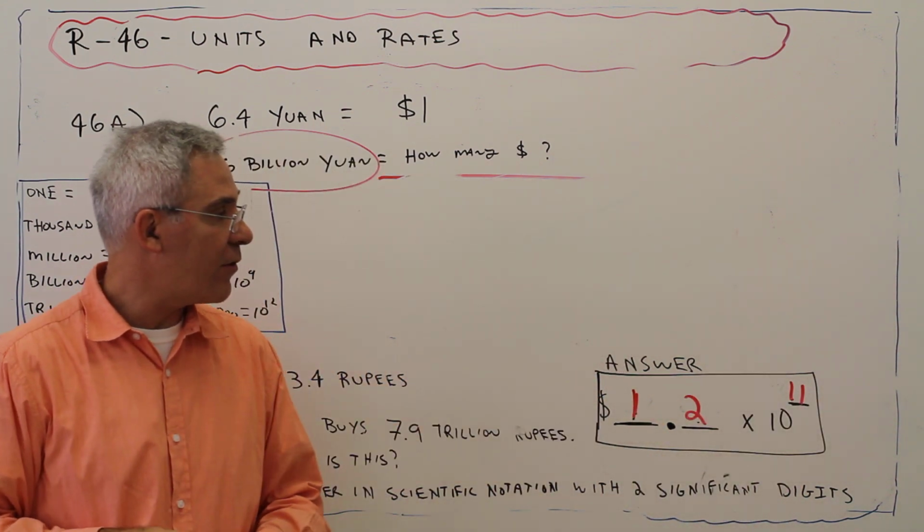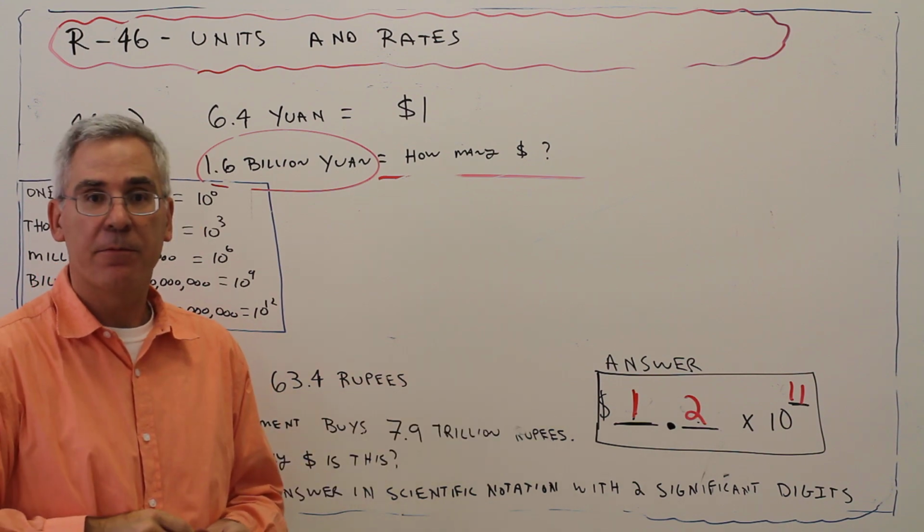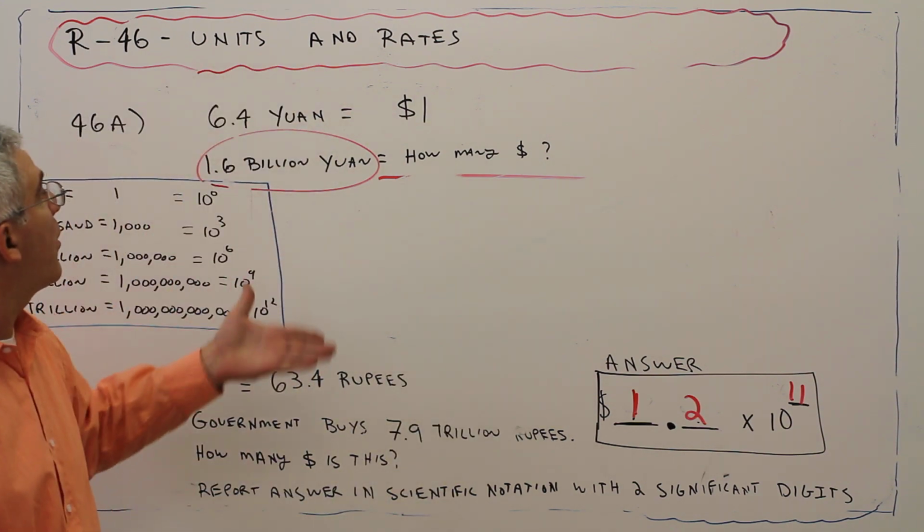The answer is 1.2 times 10 to the 11th dollars. Okay, that's how you work with units and rates.